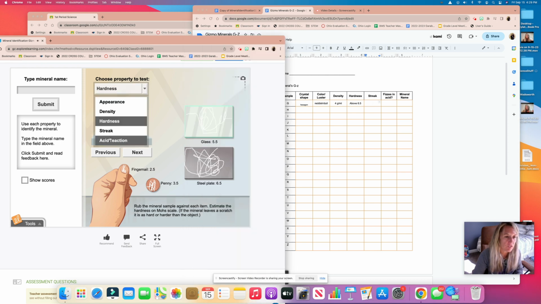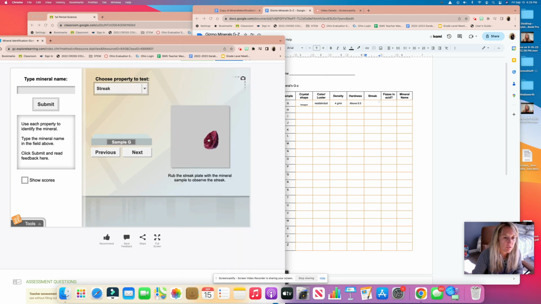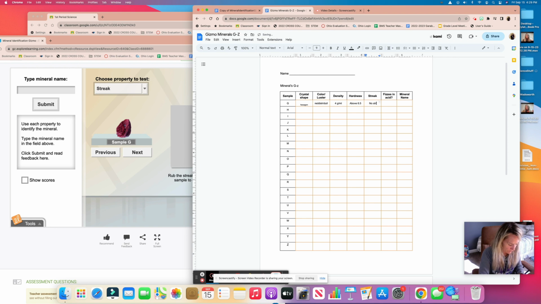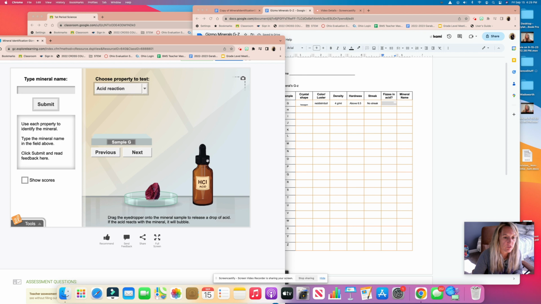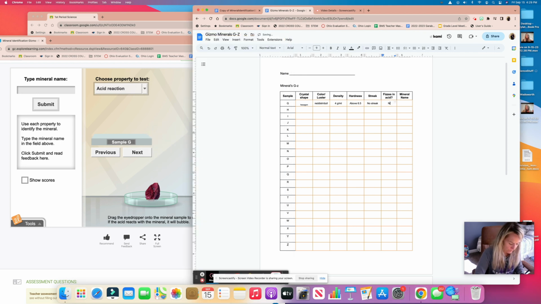All right, let's check the streak. It actually does not streak because it is harder than the streak plate, so it's not going to break the mineral down into a powder. So there's no streak. All right, does it fizz with acid? So let's go over here, acid reaction. Nope, so we would type no. Now on your paper, I did not make you a column for the mineral name. I just told you, you could either make one yourself or you could just write it beside it.